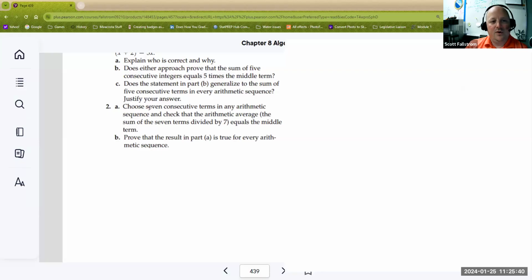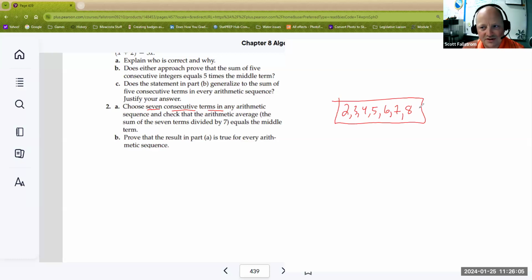So we need 7 consecutive terms, but they need to be general. Think about it: if you were picking terms, you'd say, okay, let me pick 7 consecutive terms, like 1, 2, 3, 4, 5, 6, 7. There are 7 consecutive terms. What is the connection between them? How do I get from one term to the next? You notice, hey, I always go up 1.